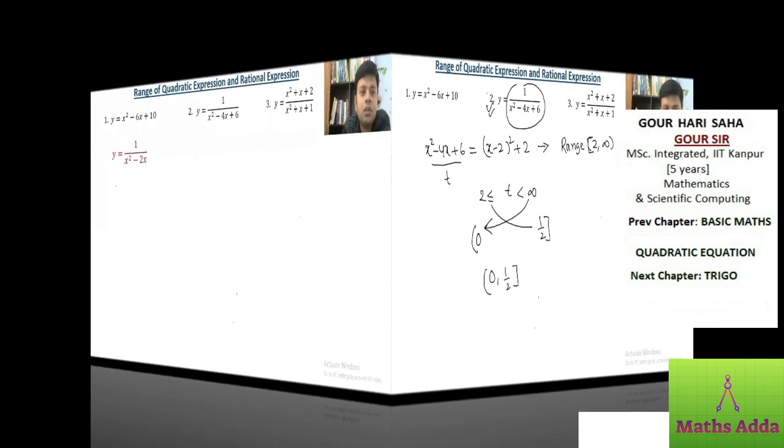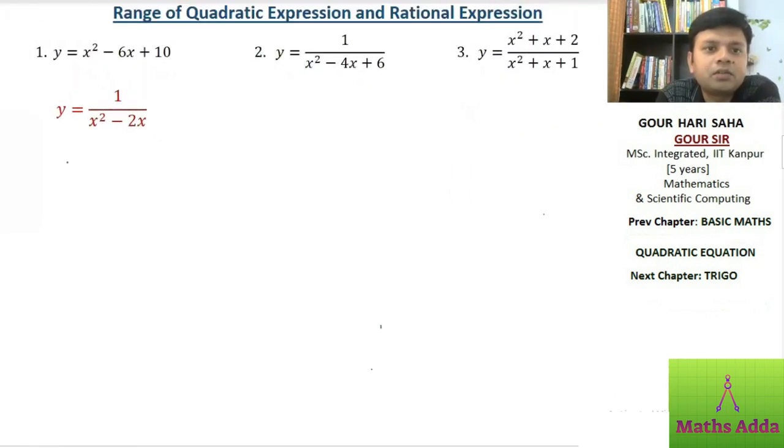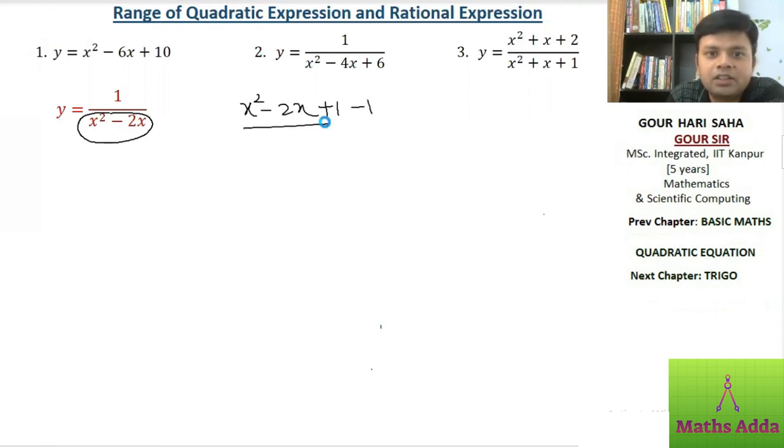Let's take one more example. So I want to find the range of y is equal to 1 by x square minus 2x, right? So the idea is the same. I will focus on this quadratic expression, that is x square minus 2x, and then I will find its range. Convert to perfect square, add 1, subtract 1, so this becomes a perfect square. So this is (x minus 1) whole square minus 1. So what will be its range? When this is minimum 0, it will be minus 1. When it is infinity, this will be infinity minus 1, that is infinity. So range is minus 1 to infinity, right?